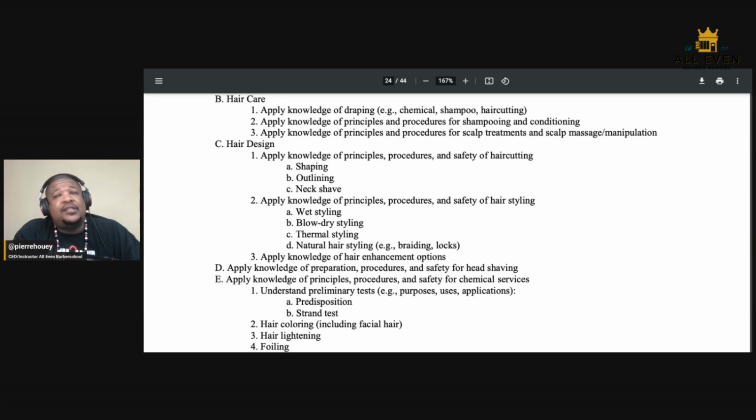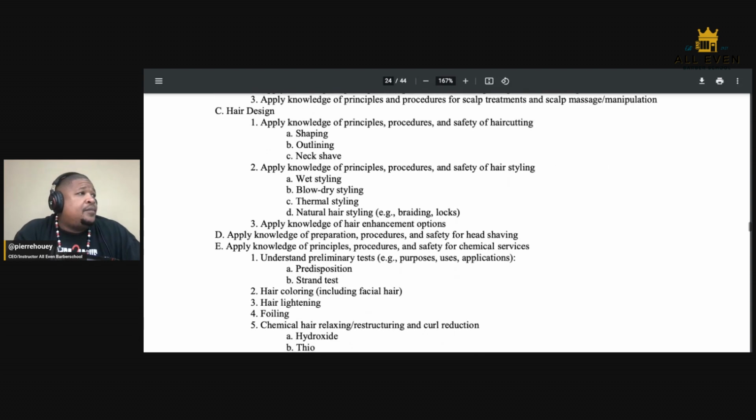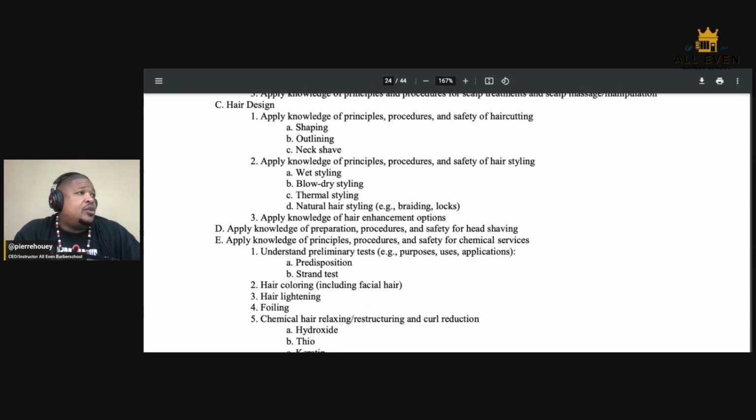All right, now here's where it gets tricky sometimes. The scalp massage and scalp manipulation goes into facial hair and services as well, which is a different module, a different domain that we'll get into next. So sometimes some of these things bleed into the other one. Scalp massage and manipulation can bleed into just the general massage techniques that they have in the book. As long as you're aware of that, you'll be good. C, hair design. Got 3 of those.